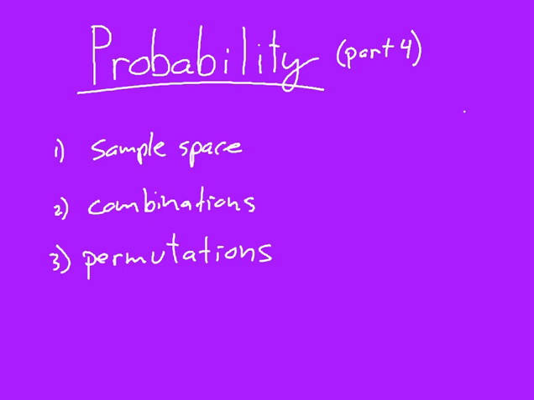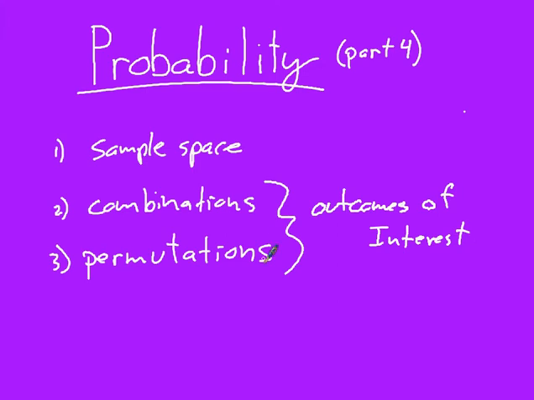All right, in probability part 4, we're going to talk about sample space, which will give us the total number of combinations. And then over here, we're going to talk about combinations, which will give us our outcomes of interest, right? The combinations and permutations.